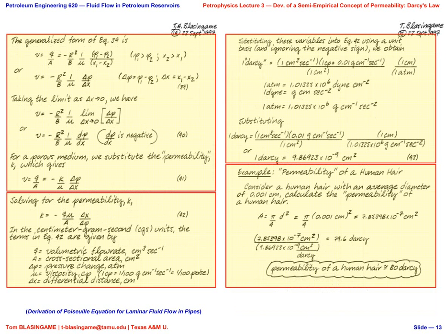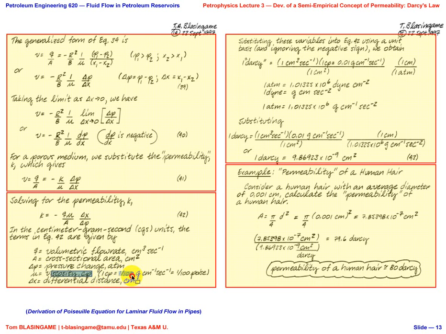Okay, so the last thing we'll do is talk a little bit about what the generalized forms look like. And when we take a look, starting with equation 42, we need to know how we want to define things. This system is in the CGS system. It's centimeters, grams, seconds. So the volumetric flow rate is centimeters cubed per second. The cross-sectional area is centimeters squared. The pressure change is atmospheres, and viscosity is in centipoise.